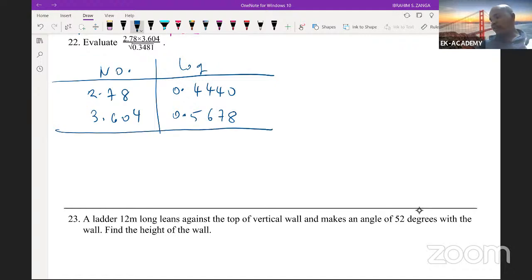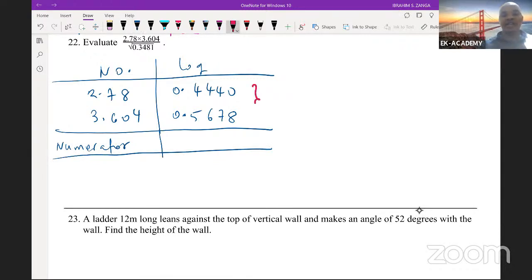Now we are going to get the value in the numerator. In the numerator, we are going to add these two here. You have 8, 11, 11, it is 9, 10, 1.0118.